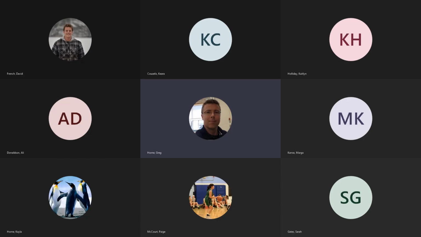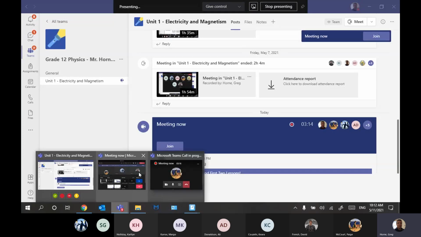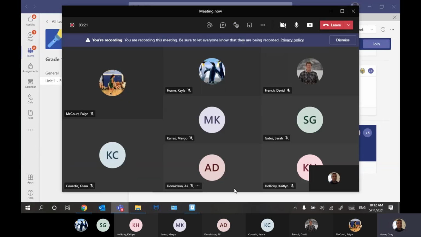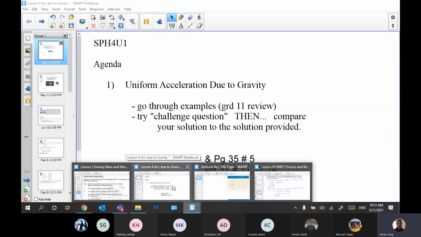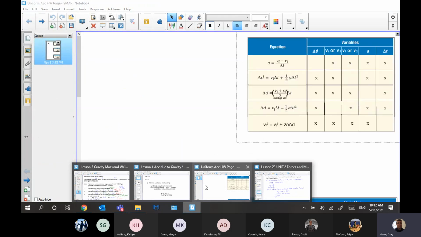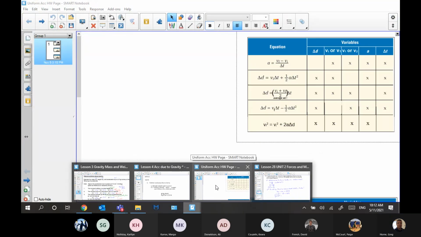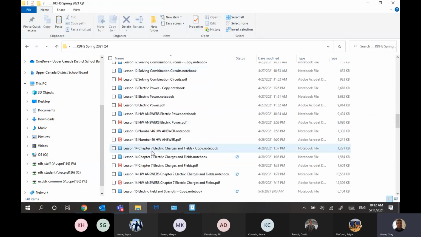See if it works first try this time. Share my screen. Looks like it's recording. You are recording. All right. So any questions to get started with? Gotta load up a file here anyways while you're thinking.